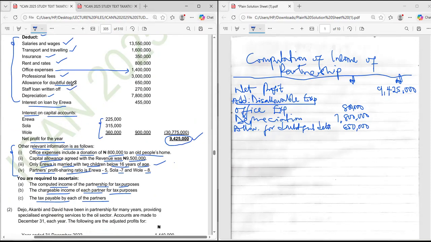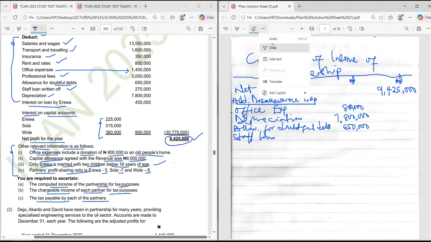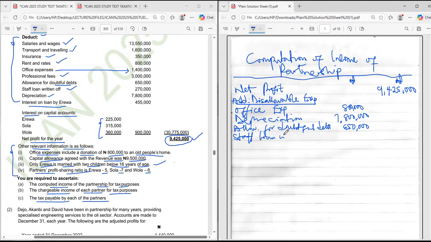Okay, we have staff loan here. Now, staff loan written off. It is not the government's fault that you gave your staff a loan and did not collect it back. So we are going to disallow it. You understand? It's not our fault. So staff loan written off. How much, please? 270. So let's take it out from here.